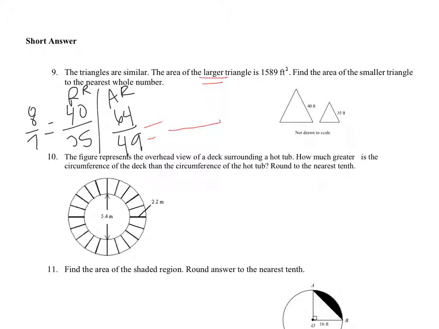My larger triangle is 1589. Find the area of my smaller triangle, so you have to cross multiply. So 49 times 1589, and then I'd have to divide by 64. It says round to the nearest whole number. So my answer here, the decimal is 0.5, so it's going to round up to 1,000 217, and my units here would be feet squared. Make sure you have correct units.